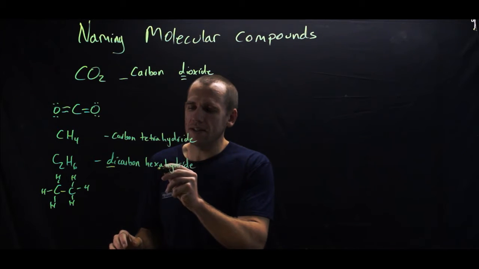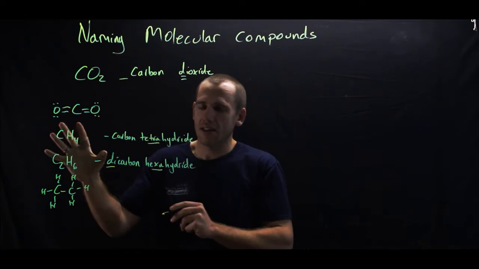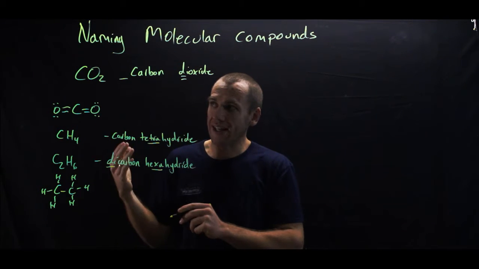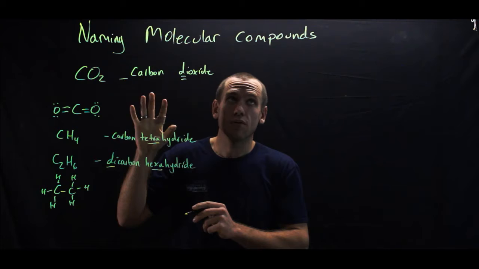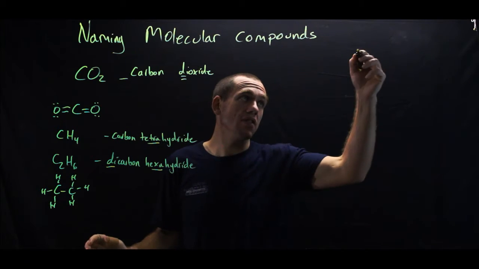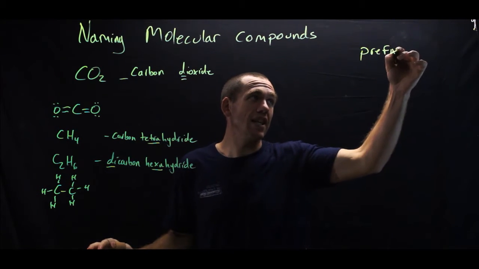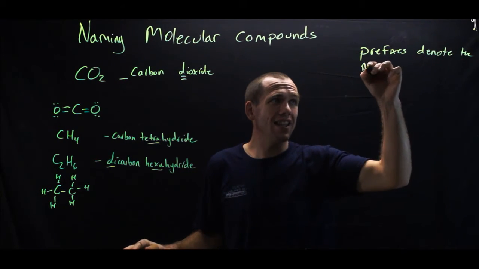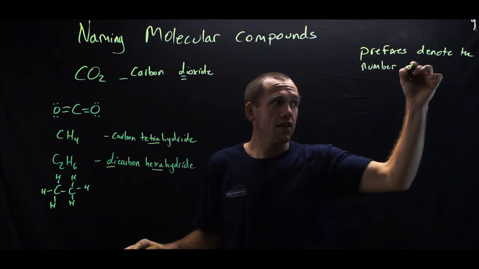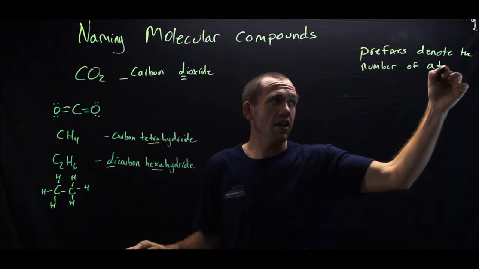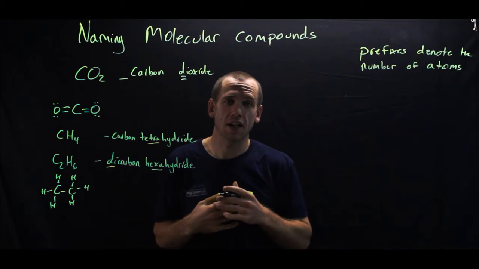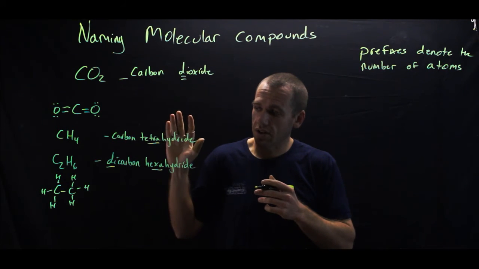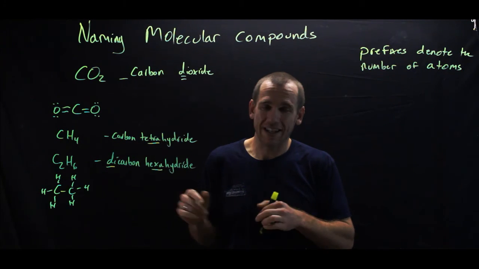So the name of these molecules actually tells us the chemical formula, or how many atoms of each element are in the compound. So when we use molecular compounds, we use prefixes to actually denote the number of atoms. This is not the same thing as the Roman numerals in an ionic compound, because the Roman numerals in an ionic compound just tell the charge of the cation. These prefixes are used to tell the number of atoms of each element in the molecule.